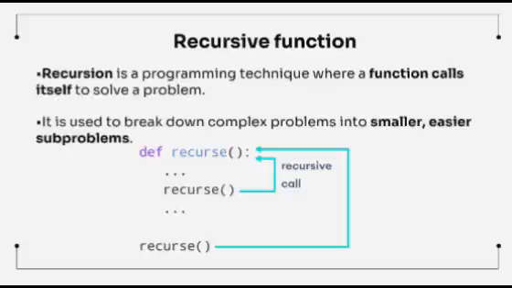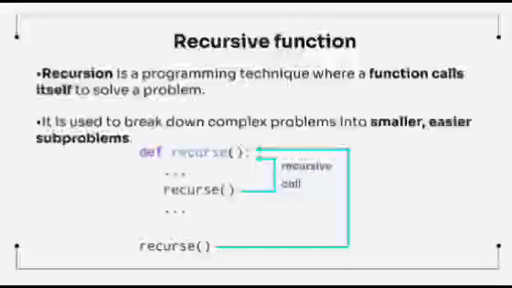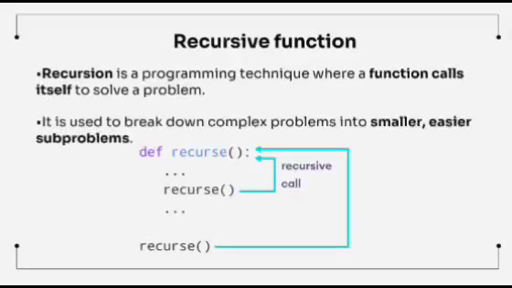Recursion is a programming technique where a function calls itself to solve a problem. It is used to break down complex problems into smaller, easier subproblems. If there is a big problem, it will be broken into small problems. This is said to be a recursive function. Here it is defined into two recursive parts.